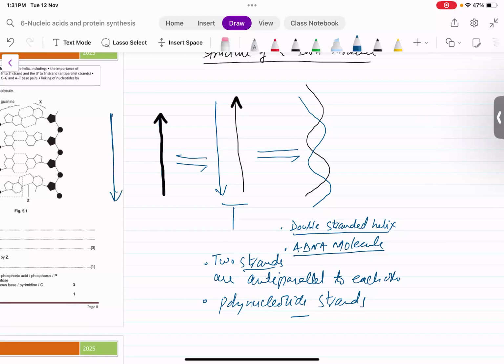So if this is an adenine here, if this is guanine here, if this is cytosine here, this will have thymine here, this will have cytosine here, and this will have guanine here. So there is hydrogen bonding in between these.